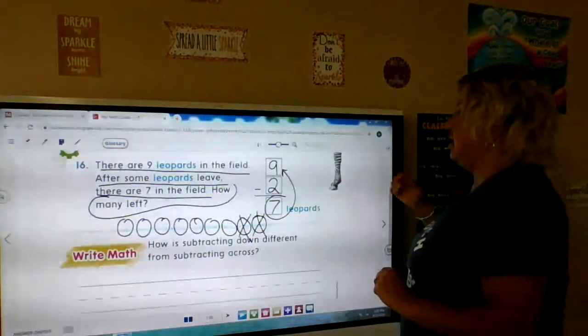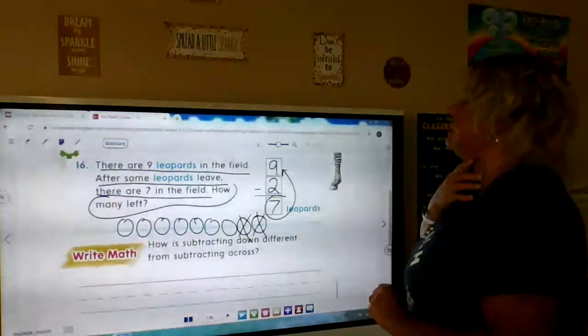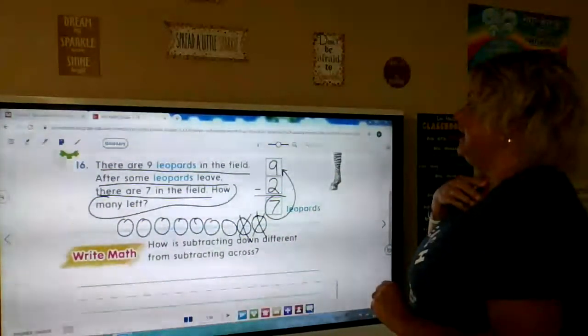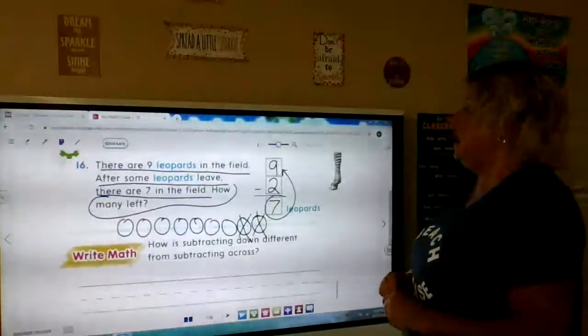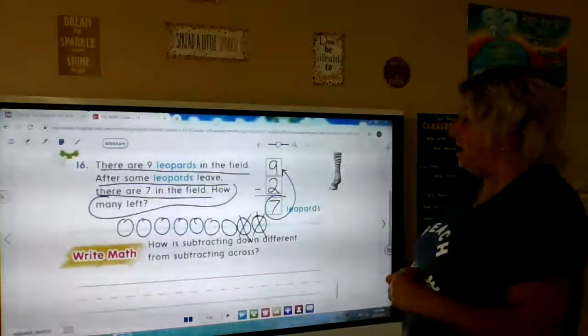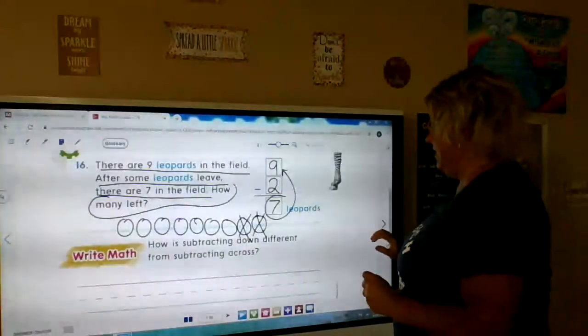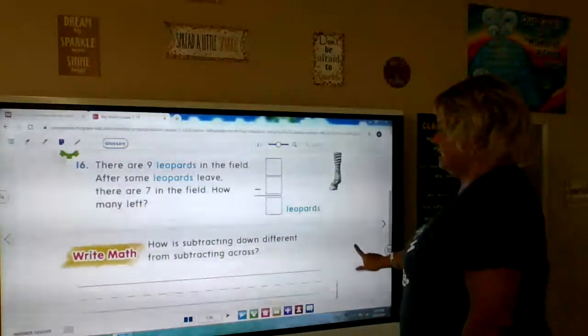So how many are left? 9 leopards. After some leave, there are 7. How many left the field? 2 left the field. I was kind of saying that wrong.